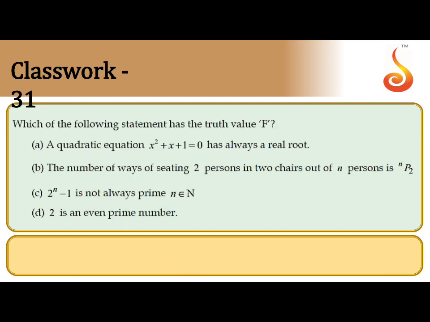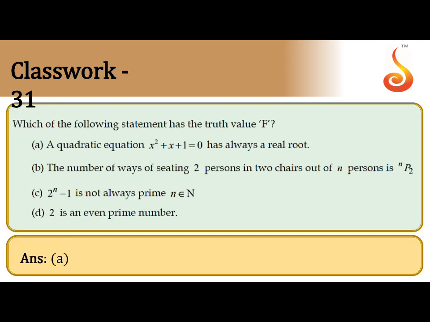Next, 31. Which of the following statements has truth value? A quadratic equation x square plus x plus 1 has always real roots. You can check the discriminant for the first one. B square minus 4ac: B square is 1, minus 4, that is minus 3, less than 0. Roots are imaginary. They are asking which is false. This is only false, that's all. No need to check other options. This says real roots, but the roots are imaginary, so this is a false statement only. I hope this one is clear.